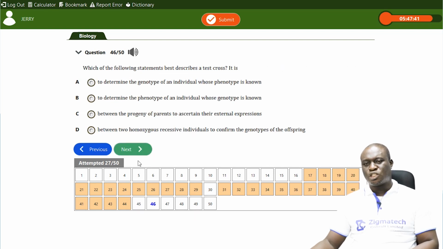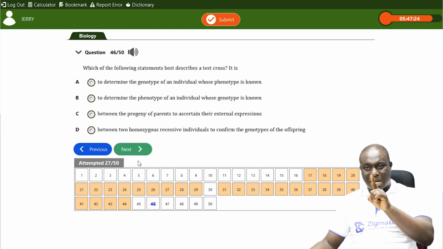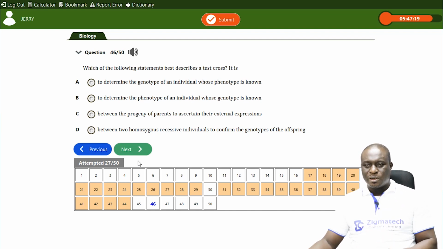Next question. Which of the following statements best describes a test cross? A: to determine the genotype of an individual whose phenotype is known. That is very correct. But let's not just take that as the correct answer. Look at other options. B says to determine the phenotype of an individual whose genotype is known. No. We use a test cross to find out the genotype of an organism. Then C says between the progeny of, and then D says between two homozygous recessive.